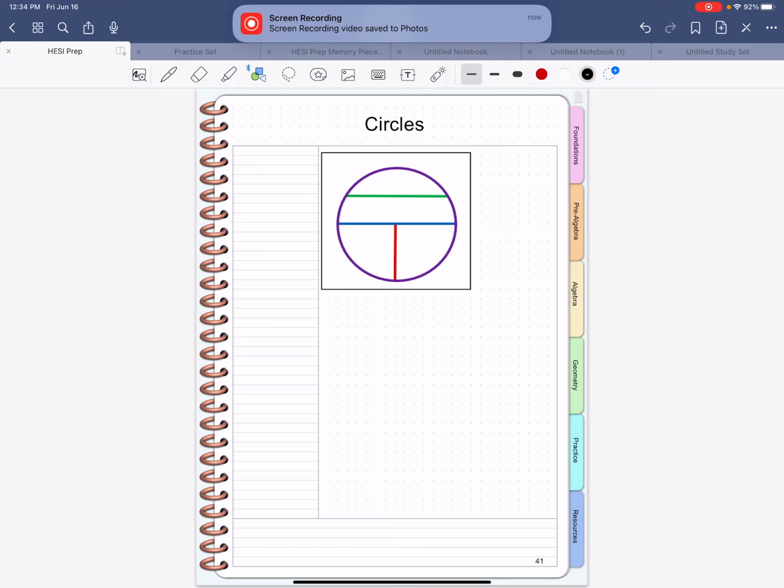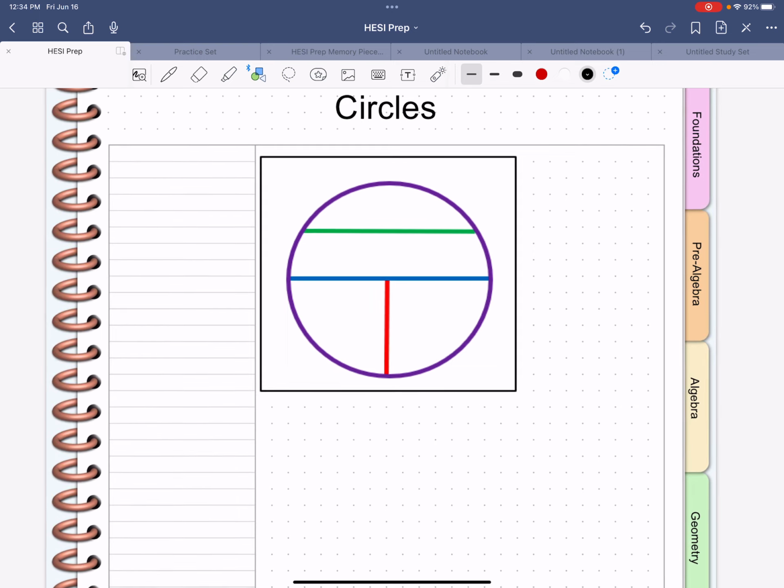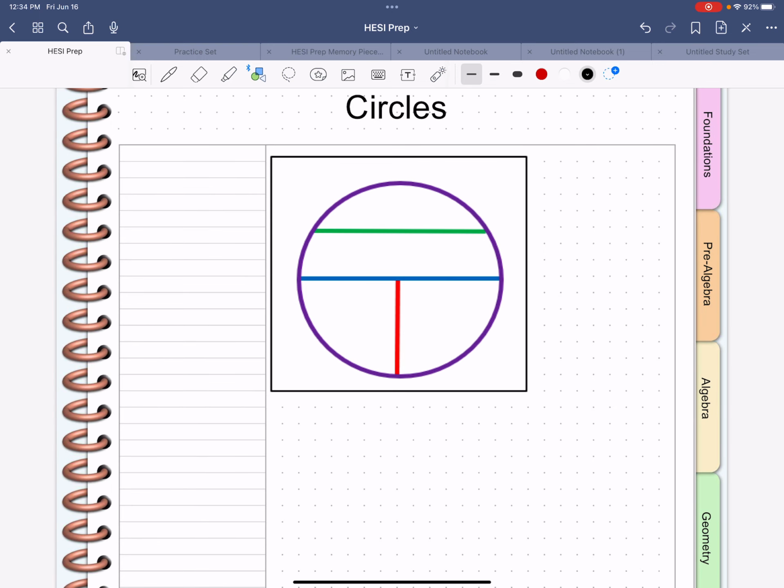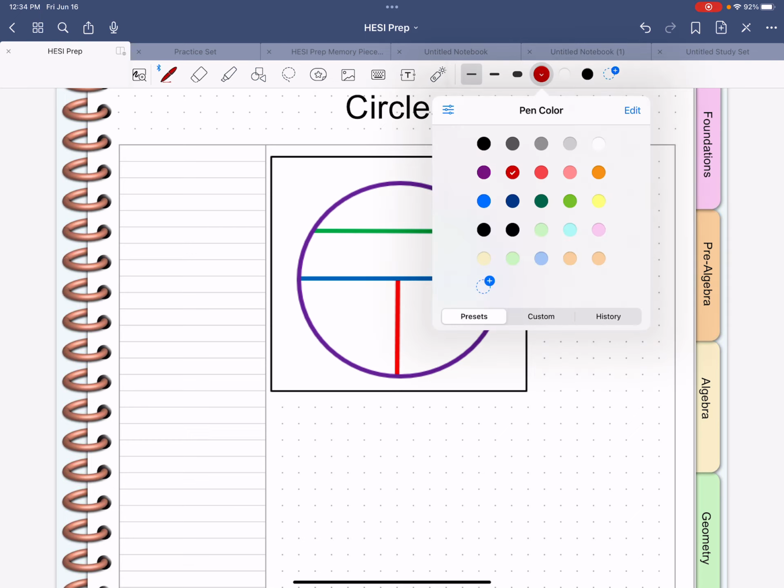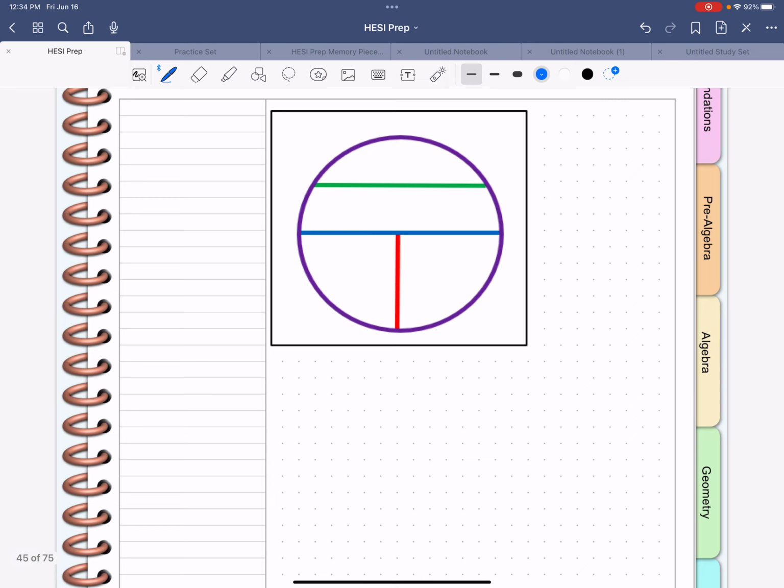Page 41 is just giving you the anatomy of a circle. Again, this is mostly vocabulary, but let's go through here. The first line I want to start with is diameter. So that is the blue line that runs all the way across the circle. Here is diameter.